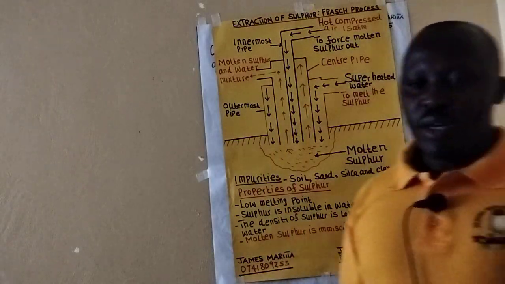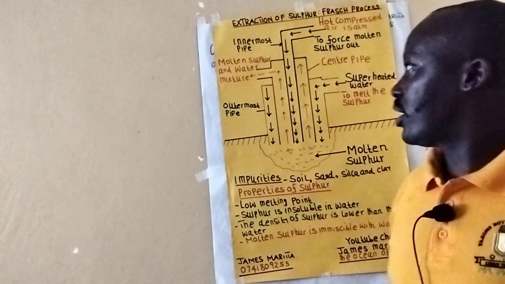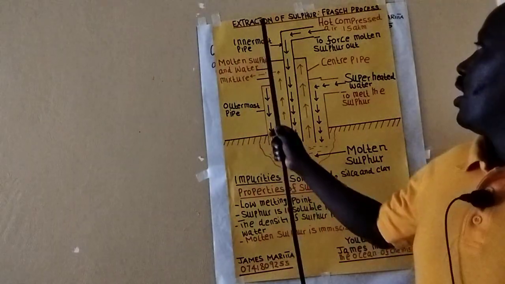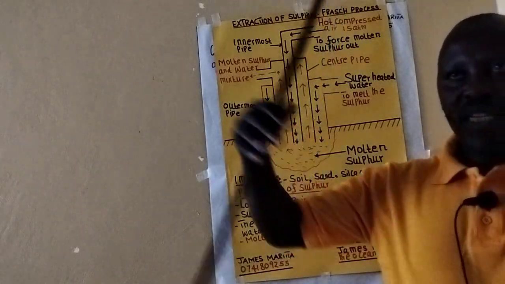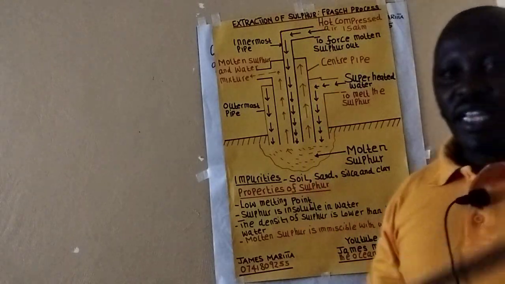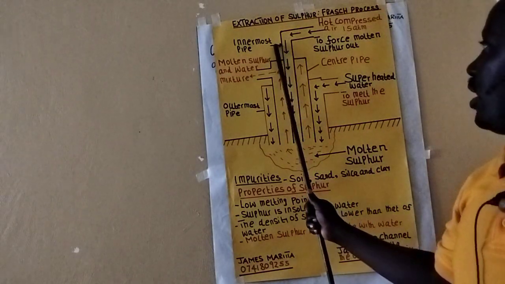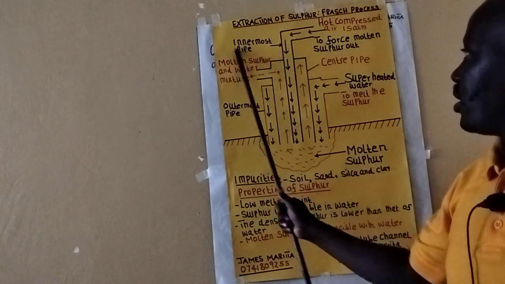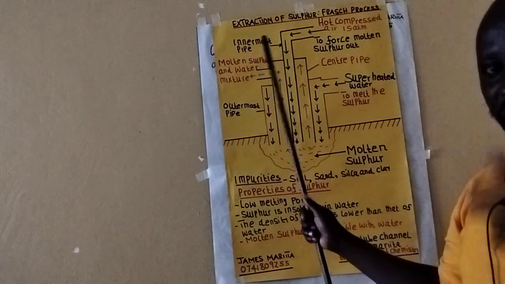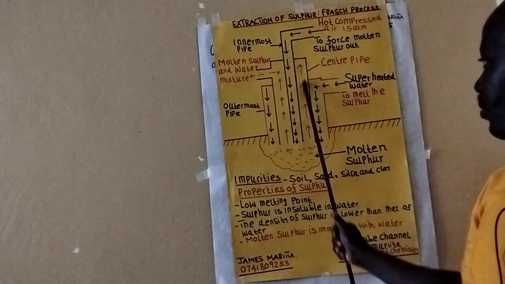Now today we are looking at the extraction of sulfur from a natural deposit. In this natural deposit, we have the use of 3 concentric pipes. This is the Frasch process. The 3 concentric pipes are drilled underground and then sulfur is obtained. So we have the innermost pipe, the center pipe, and then the outermost pipe.